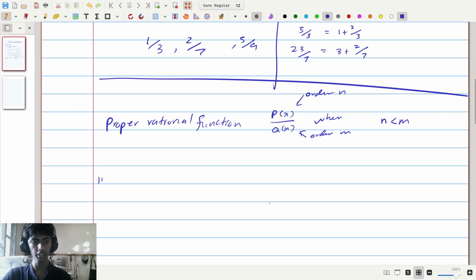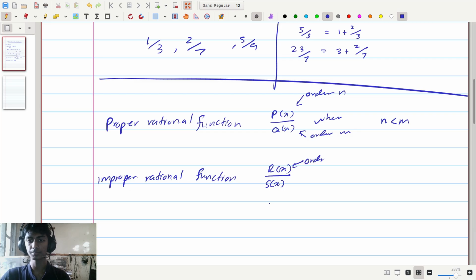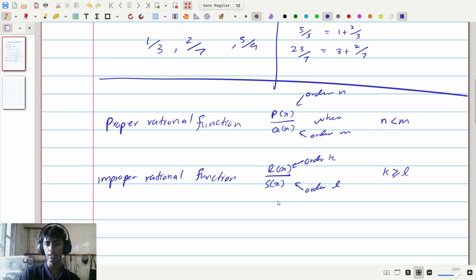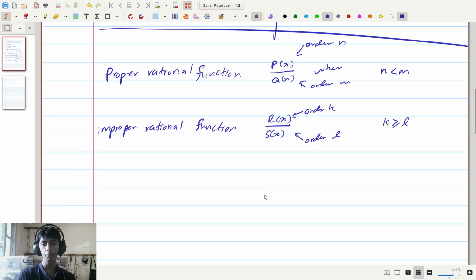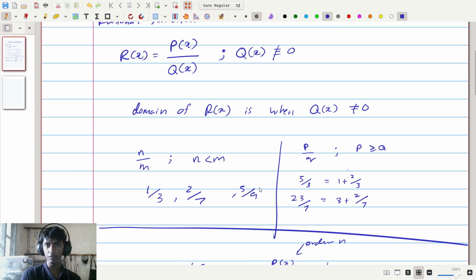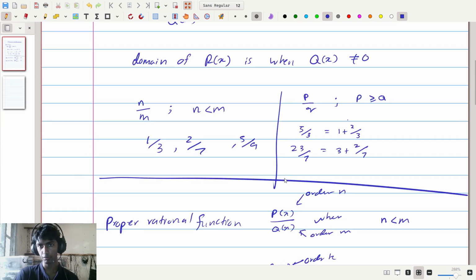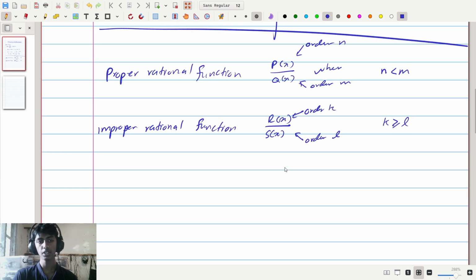An improper rational function, on the other hand, is a function, let's say R(x) divided by S(x). Let's say R(x) is order k and S(x) is order L. If k is greater than or equal to L, then this is an improper rational function. And we can see that it's improper because, similar to how improper normal fractions were decomposable into a whole part plus another simpler proper fraction, similarly, improper rational functions can be decomposed into a polynomial, or what we call the whole part, plus a simpler proper rational function.